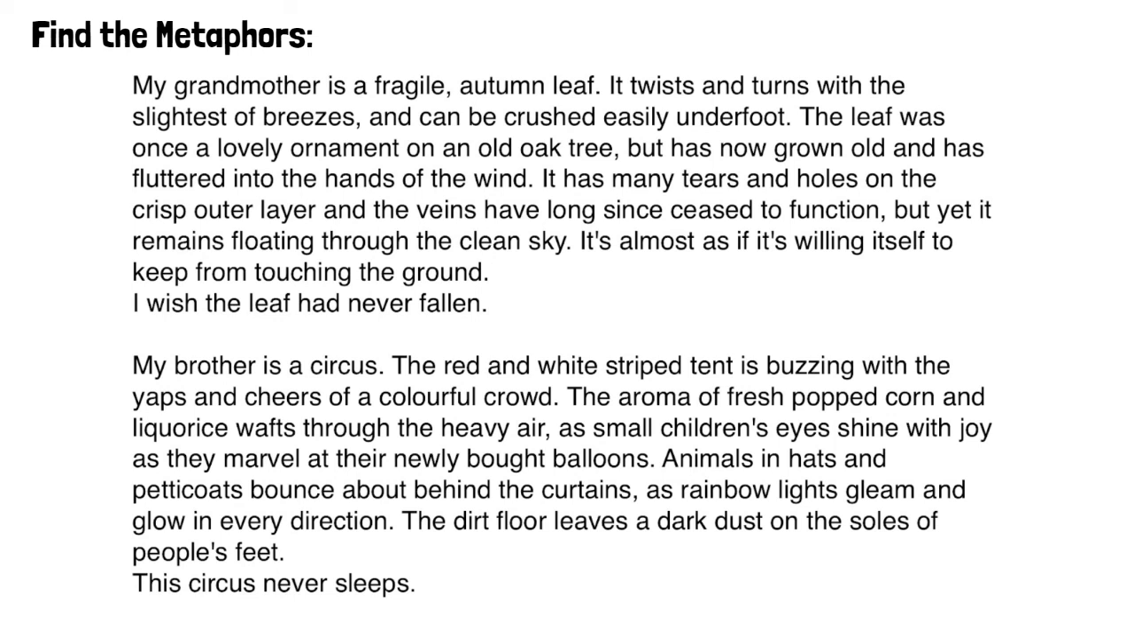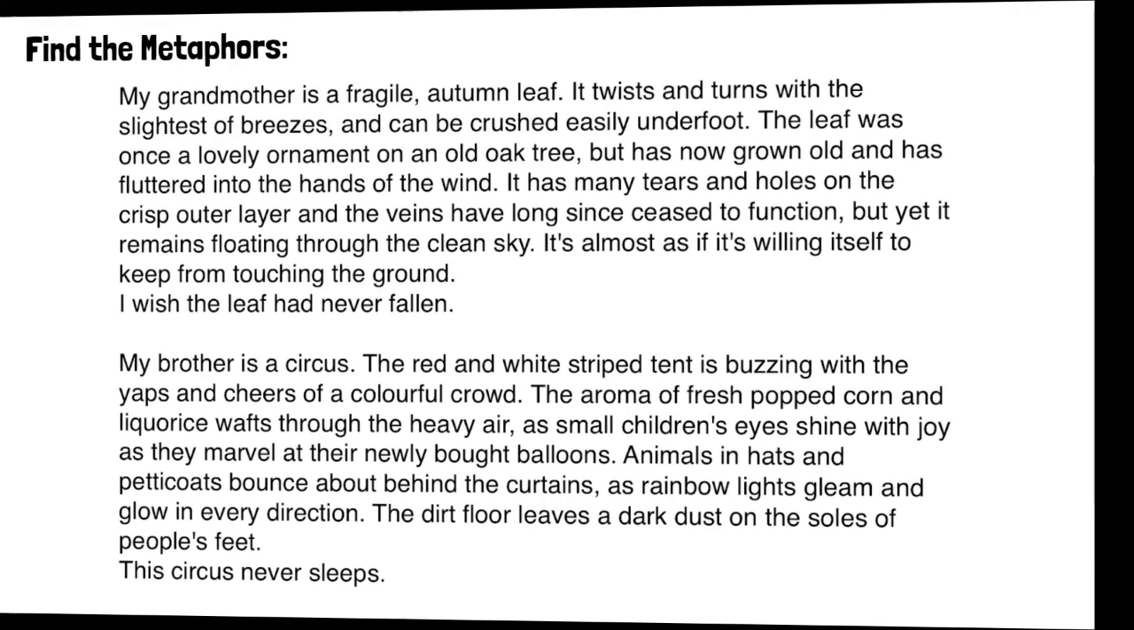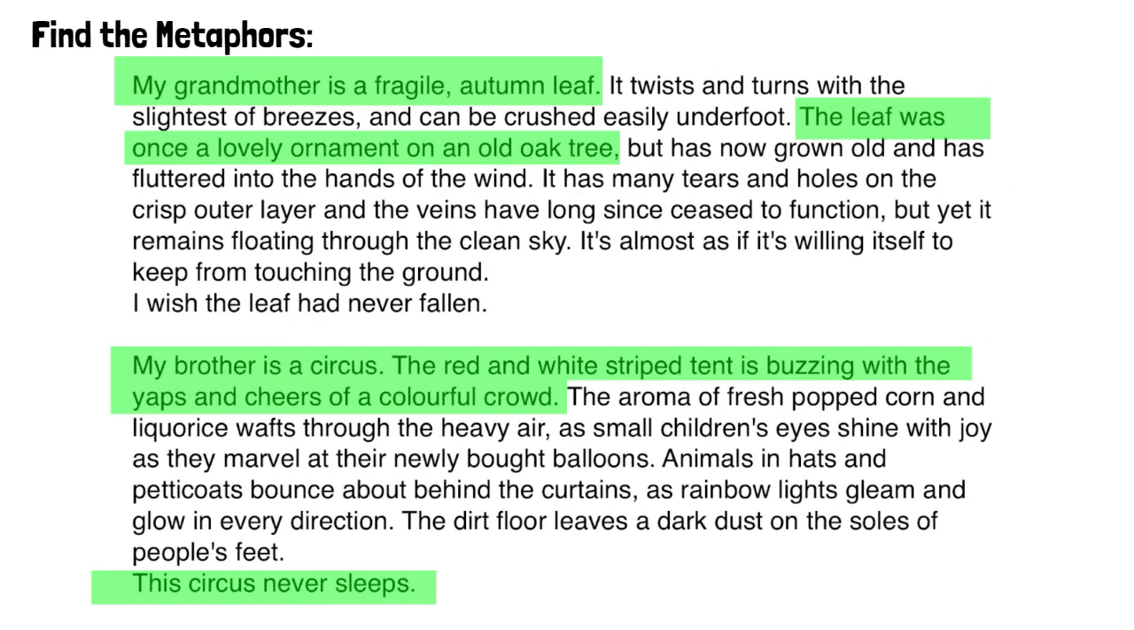Were you able to find the metaphors? Let's see how you did. My grandmother is a fragile autumn leaf. The leaf was once a lovely ornament on an old oak tree. The grandmother is being compared to a leaf, and the leaf is being compared to an ornament. My brother is a circus. The brother is being compared to a circus. The red and white striped tent is buzzing with the yaps and cheers of a colorful crowd. The tent is being compared to something that is buzzing. This circus never sleeps. The circus is being compared to something that sleeps.